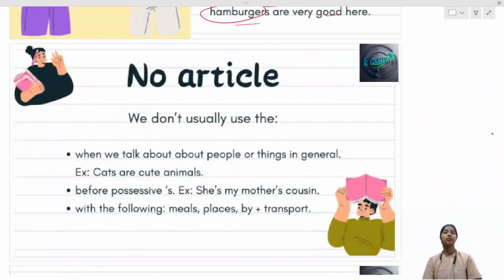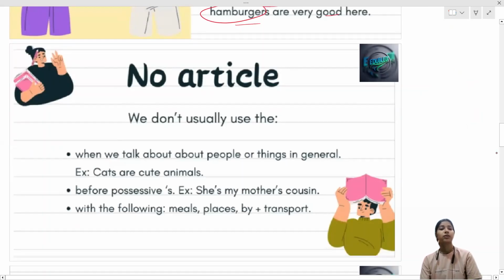Now, there are some cases where we don't have to use any article. There is usually no use of any article. We don't usually use the when we talk about people or things in general that are not specific, that are very common in general. We say cats are cute animals. Here cats are not specific. I'm not talking about any specific dog or cat. I'm just saying cats. Cats can mean cats in general.